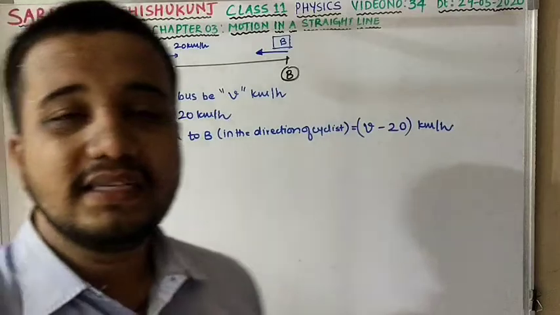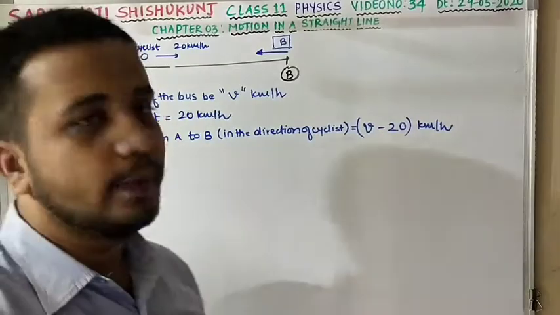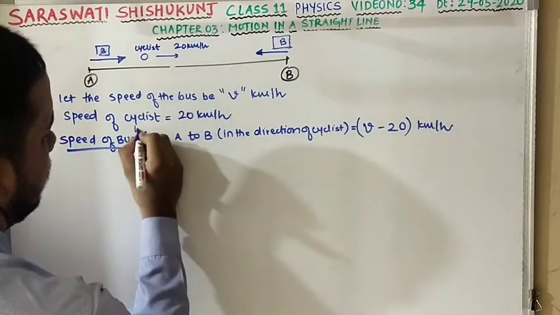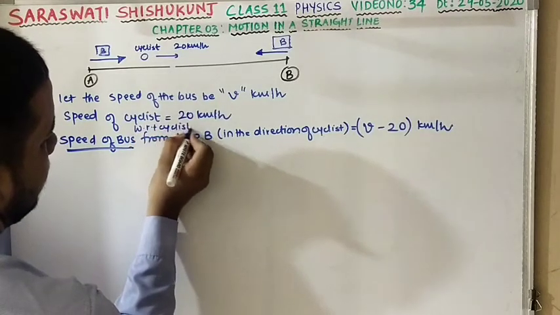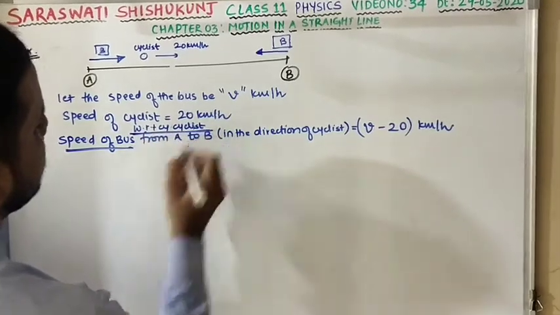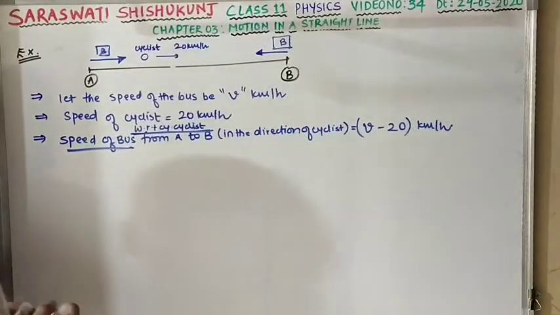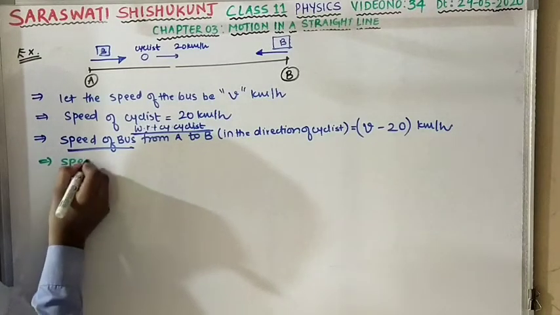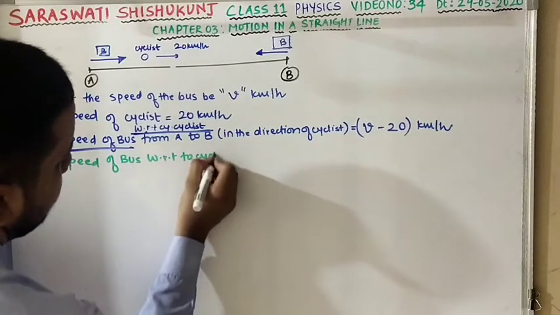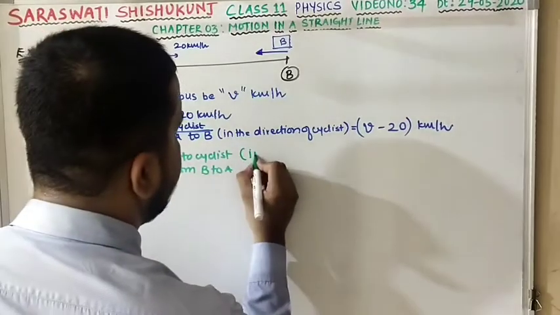100%. Here cyclist and bus moving from A to B are in the same direction, so their relative velocity is V minus 20. Because I am taking speed of bus with respect to cyclist from A to B. With respect to cyclist. So A to B, that is V minus 20. If I want something else over here, give me the answer. What will be the speed of bus with respect to cyclist from B to A in the direction of cyclist?